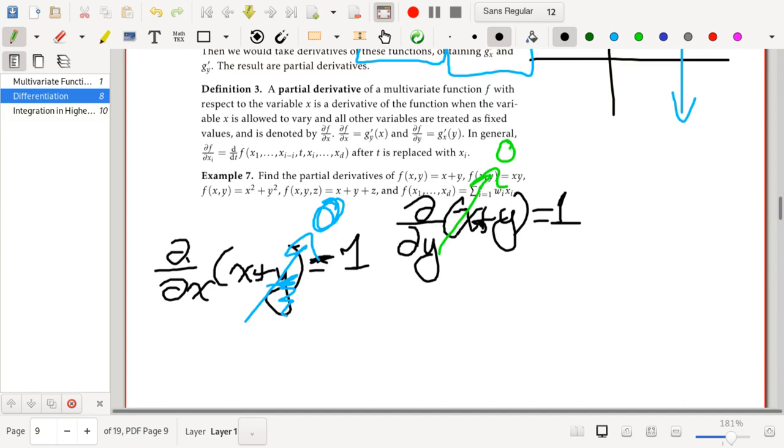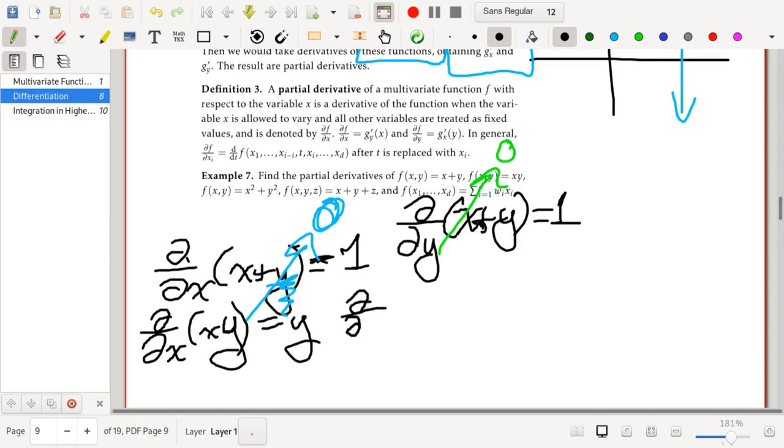Next situation. The partial derivative of x times y. In this case, y is being treated as a constant, and you have x times a constant, which is going to be the constant. And the partial derivative with respect to y of the same thing is going to be x, because now x is the constant, so it's a constant times y, you're taking the derivative with respect to y, so you're going to get x.